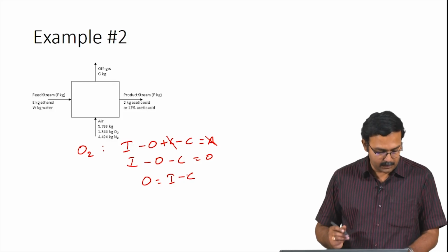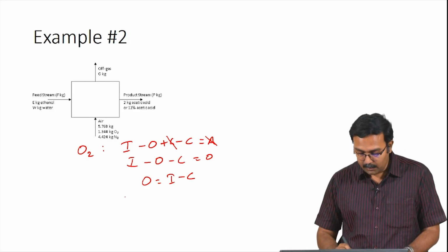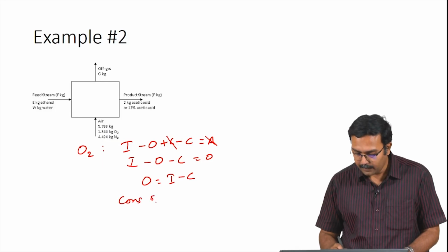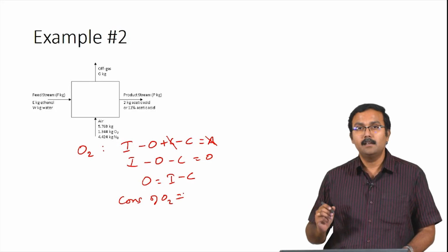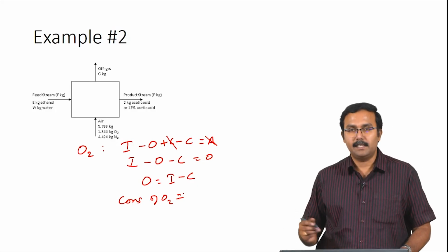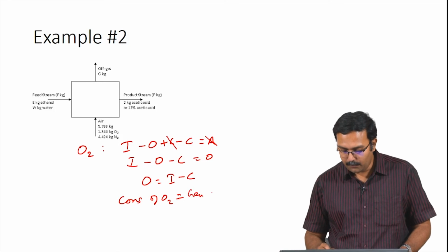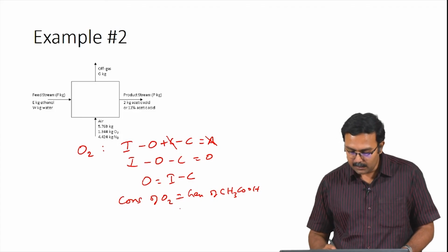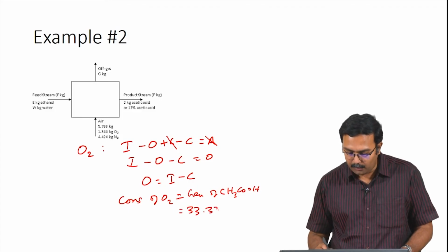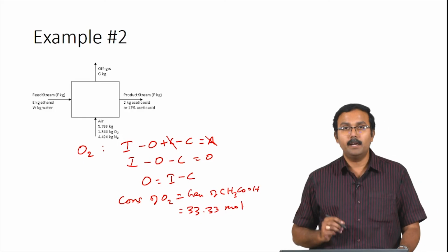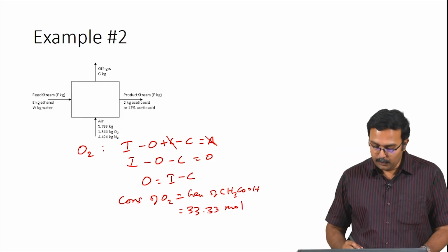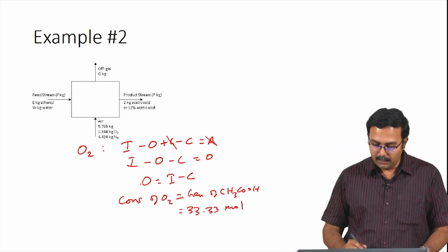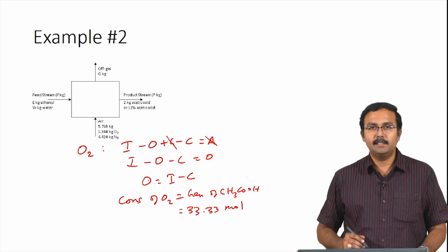How do we calculate the consumption of oxygen? Using the stoichiometry, we know that consumption of oxygen would be the same as the generation of acetic acid. For every mole of oxygen consumed, 1 mole of acetic acid is generated, which means 33.33 moles of oxygen has been consumed in the process where we have produced 33.33 moles of acetic acid.